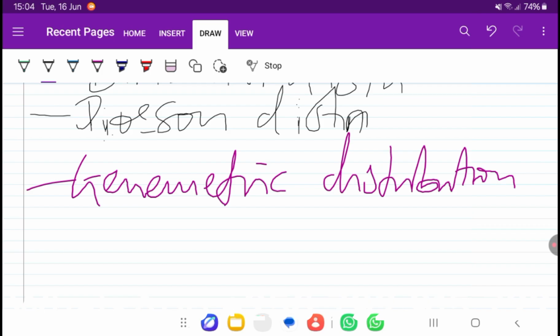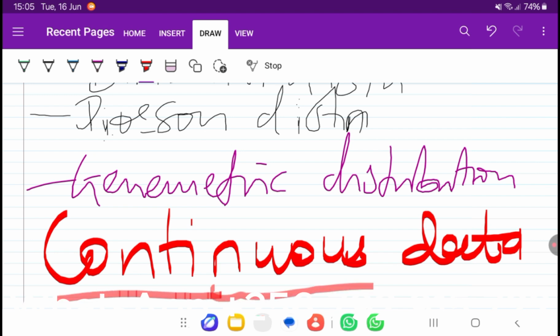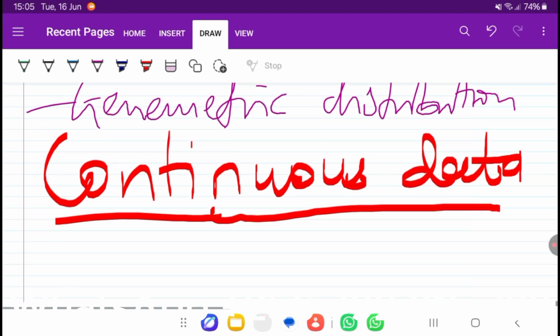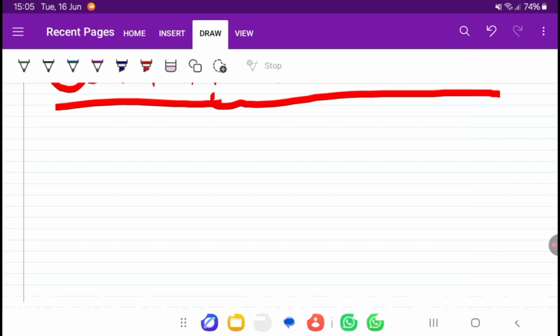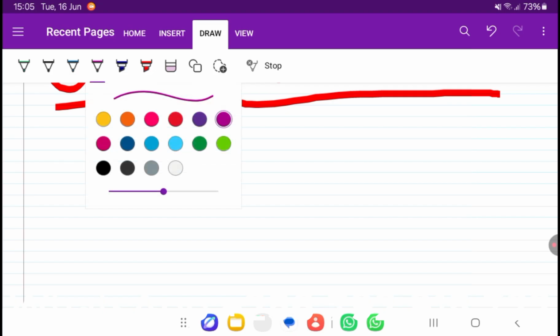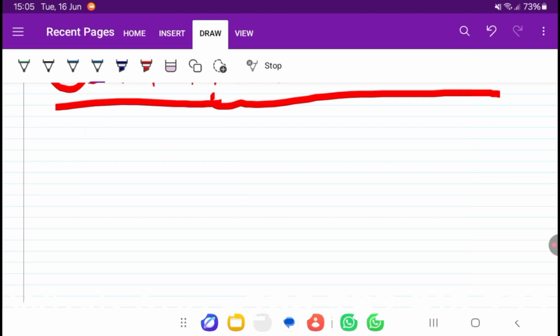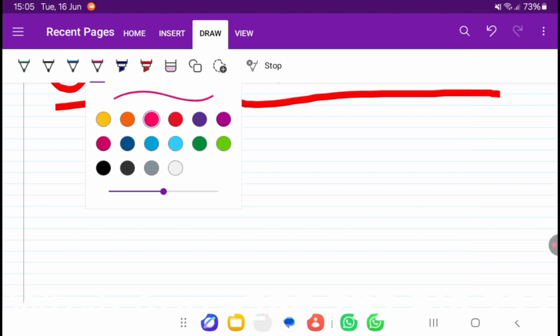Now, I want us to look at continuous data. This is the other category. We've said that there are two categories. It can be discrete or it can be continuous. Then it can be primary data or it can be secondary data. So we need now to understand what we mean by continuous data.